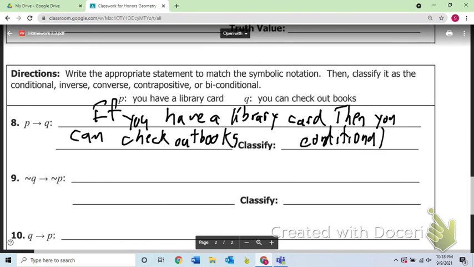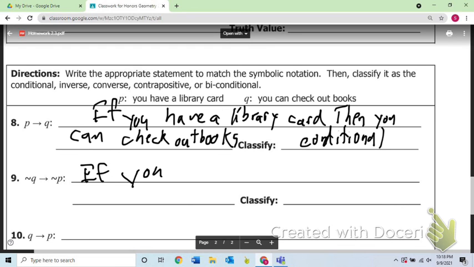So if P, then Q is your standard. If you have a library card, then you can check out books. And that's the conditional. Now notice here, what we are not doing is assigning any truth value to it. We're simply practicing with the notation and knowing how to put together conditionals, converse, inverse, contrapositives, and biconditionals. So the next one reads, if not Q, then not P. So notice here that we switched it around and negated it.